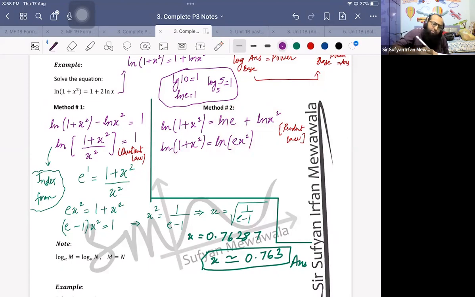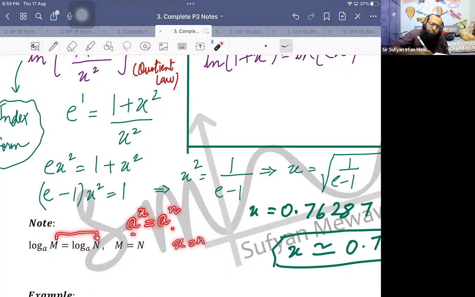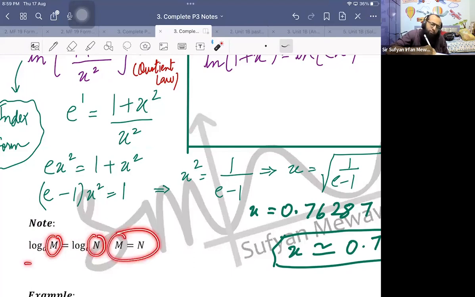Now we can compare using this rule. Just take a look at this note. If log of m with a base of a is equal to log of n with a base of a, then this means m is equal to n. Similarly, as we saw previously, if a power x is equal to a power n, bases are same, then definitely the powers are also same, x is equal to n. Similarly, if log of m with a base of a is equal to log of n with a base of a, at both the sides there is log base a, then definitely m and n have to be equal, then only both the sides will be equal.